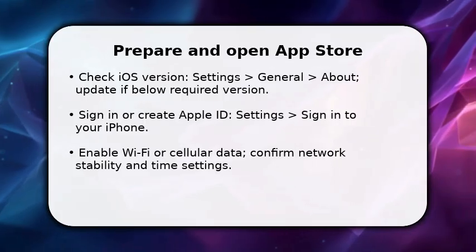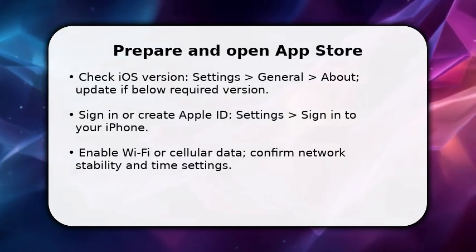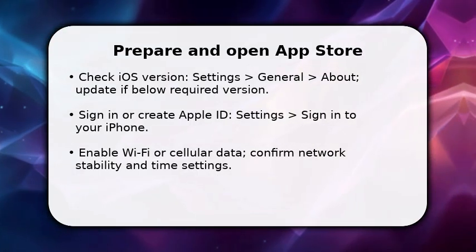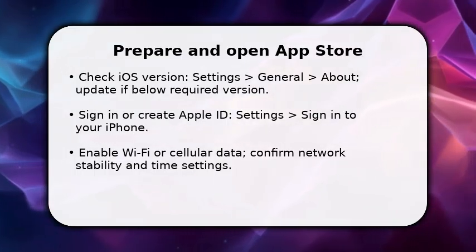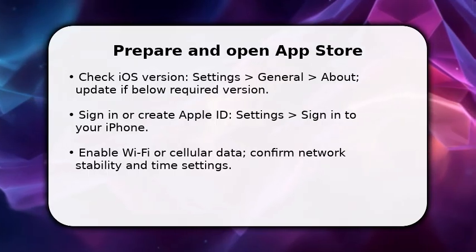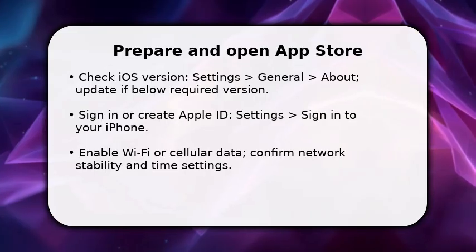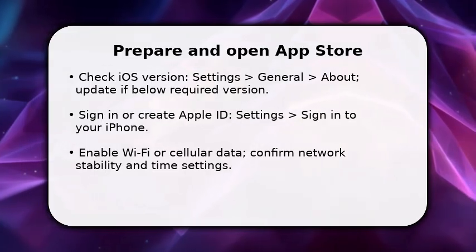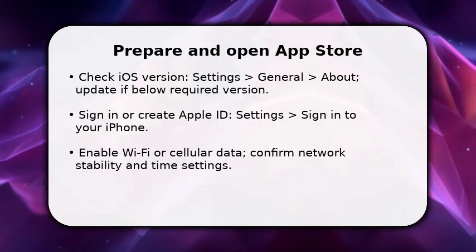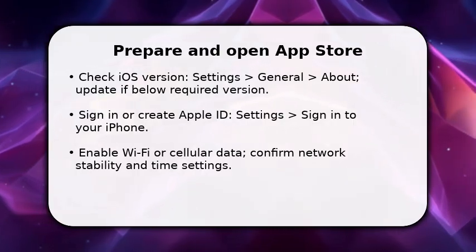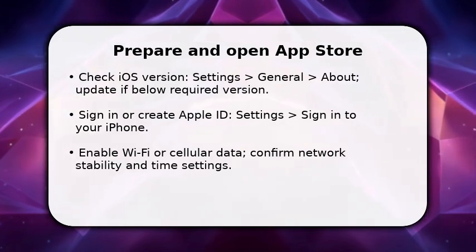You'll start by confirming prerequisites so the connection process goes smoothly. Open Settings and verify your iOS version. If it needs updating, install the update now. Next, sign in with your Apple ID under Settings, or tap Create New Apple ID to register one. Once done, make sure Wi-Fi or cellular data is enabled and stable. Also confirm date and time are set automatically so secure connections validate correctly. These steps remove common blockers before you open the App Store.